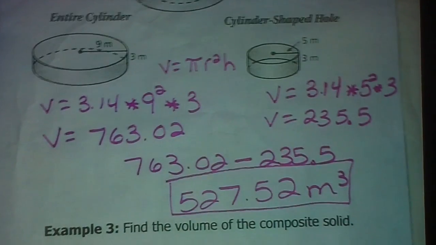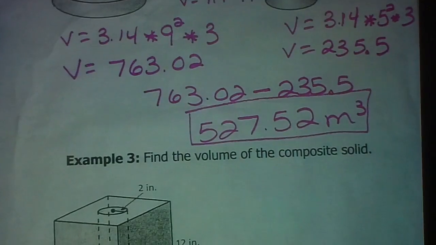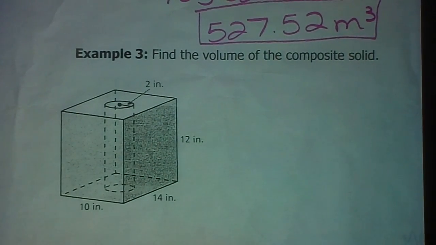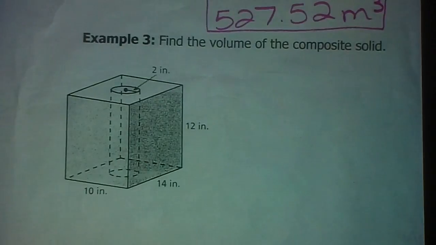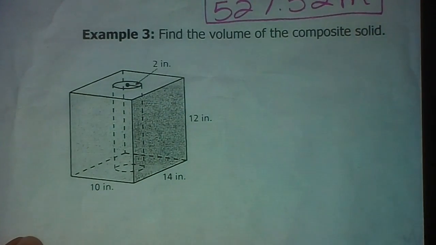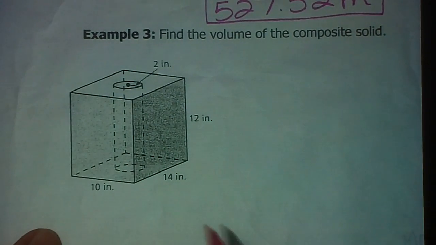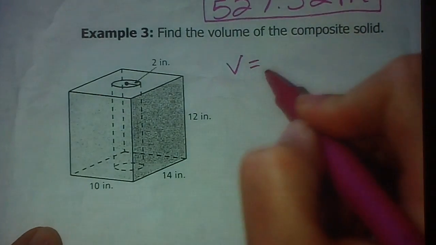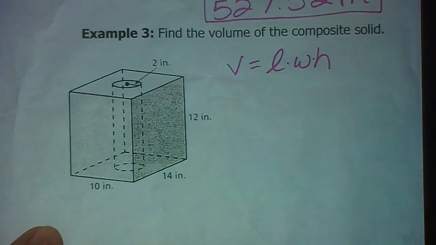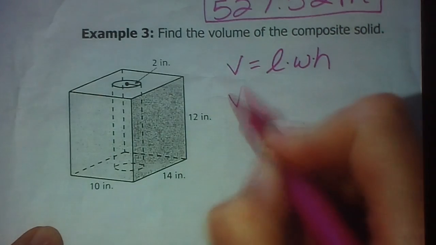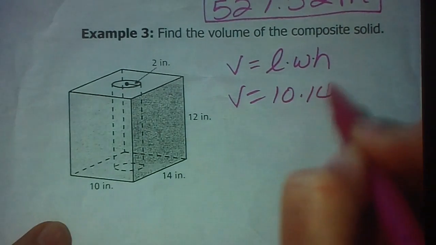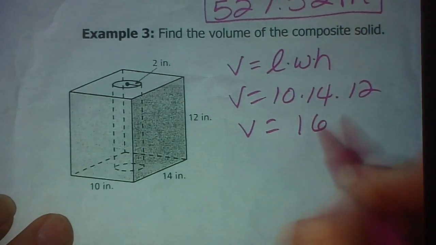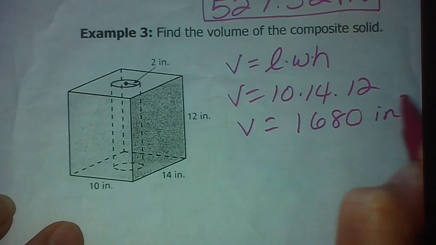In the next one, we have a very similar situation to example 2. We have a rectangular prism and a cylinder being taken out of the middle of it. So we're going to do another subtracting situation. First of all, the rectangular prism has a volume of length times width times height. 10 times 14 times 12. Type it all in. 1,680 inches cubed.